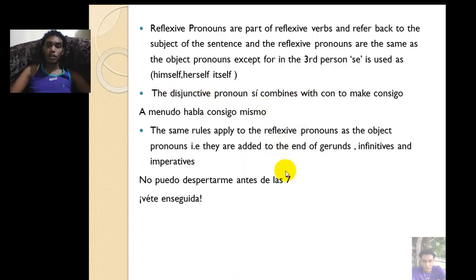Another use of the disjunctive pronoun sí combines with con to make consigo. A menudo habla consigo mismo. At times he talks to himself. The same rules apply to reflexive pronouns as object pronouns, that is, they are added to the end of gerunds, infinitives, and imperatives, etc. No puedo despertarme antes de las siete. Vete enseguida. That means go away immediately.